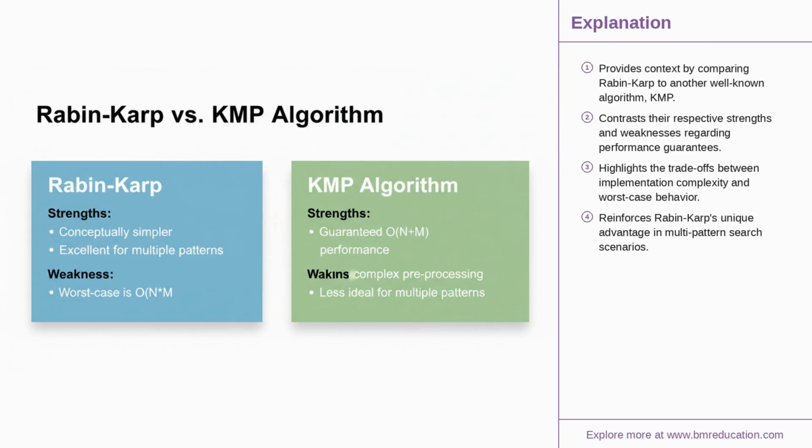How does Rabin Karp compare to other famous string matching algorithms, like KMP? While KMP has a better worst-case guarantee of O(n + m), its logic is often more complex to implement. Rabin Karp's reliance on hashing makes it conceptually simpler for many problems, and, as we've seen, exceptionally good at finding multiple patterns, an area where KMP is less suited.